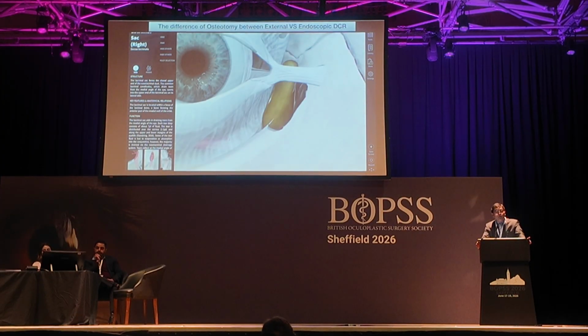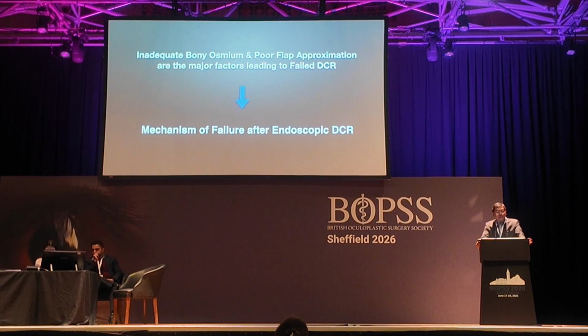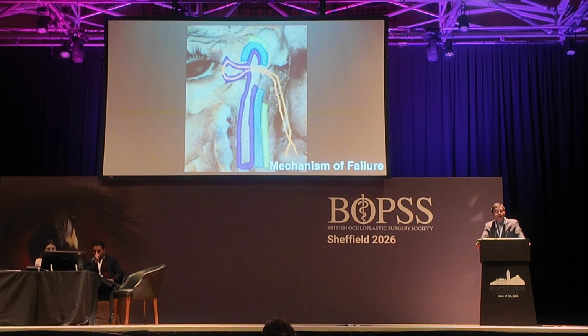Compared to the endoscopic approach, we can remove the bone of the upper 1/3 adequately. So the problem is the inadequate bony ostium and the poor flap approximation, which can be the major factor that leads to failure. Let's see the mechanism of a failure case. In this case, the previous surgeon removed only the lower 2/3 of the bone, but not adequately, and damaged the nasal mucosa too much, from the green area that you can see.